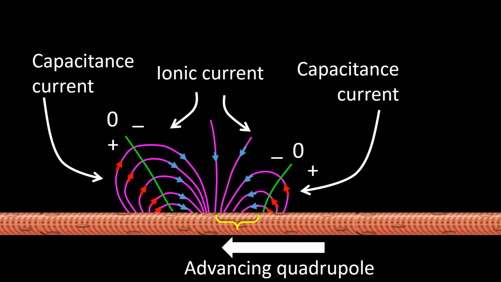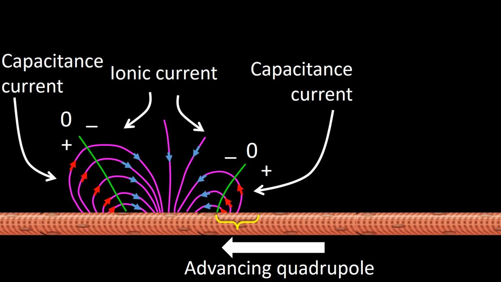With further quadrupole progression, the patch of membrane is again participating in the production of ionic current. The membrane is behaving as a sink, but this time for the trailing dipole. As before, the current so created will only occur if voltage-gated sodium channels embedded in the patch of membrane are functional and are activated.